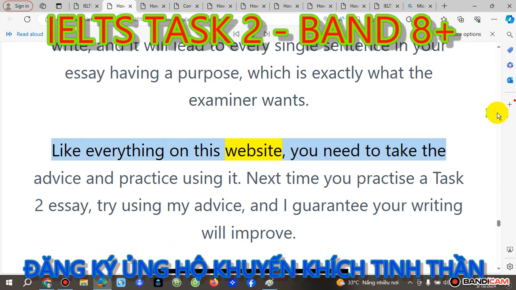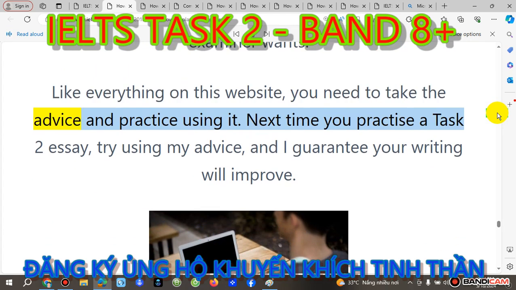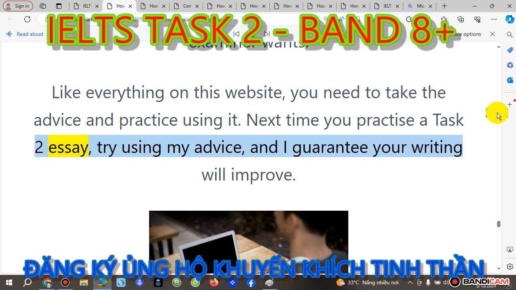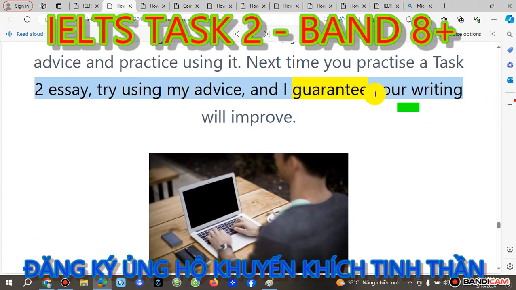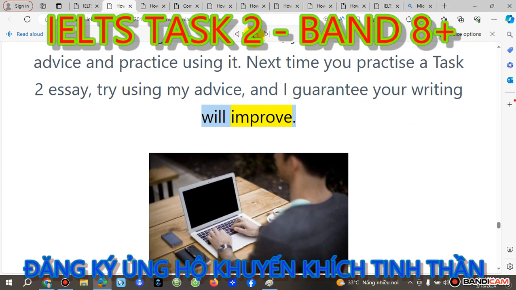Like everything on this website, you need to take the advice and practice using it. Next time you practice a Task 2 essay, try using my advice, and I guarantee your writing will improve.